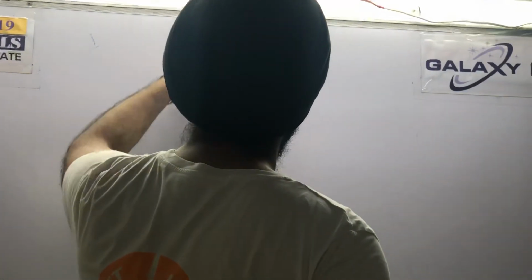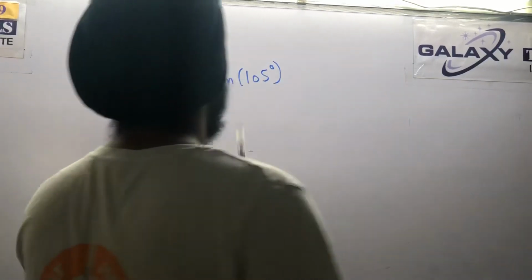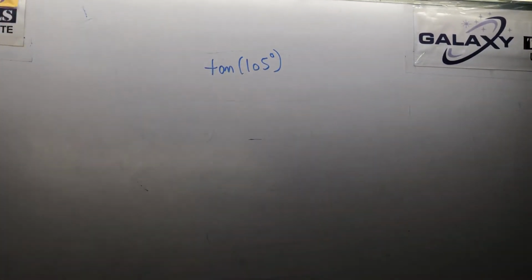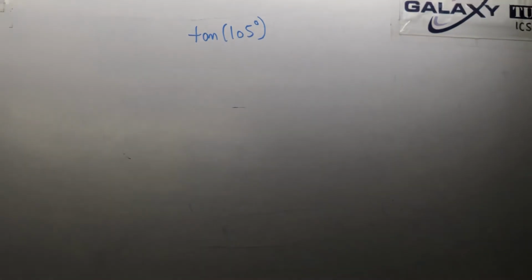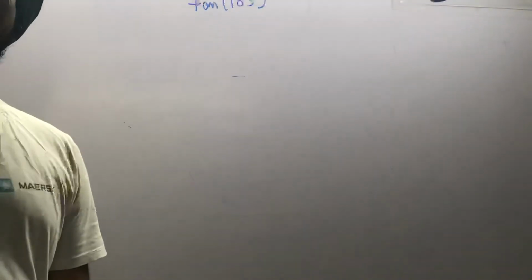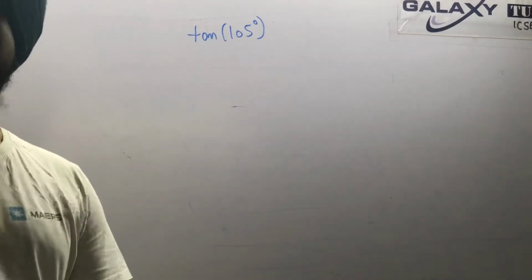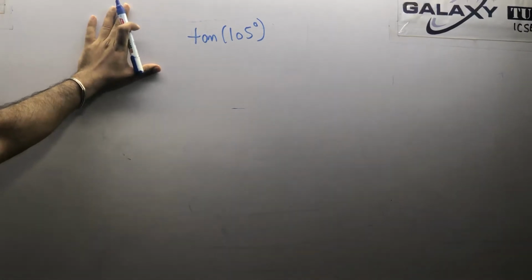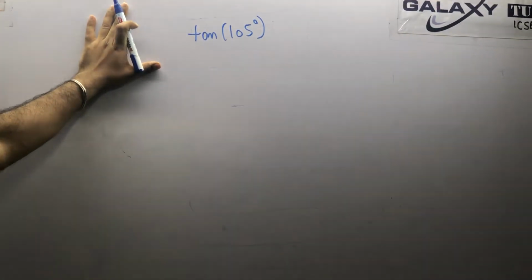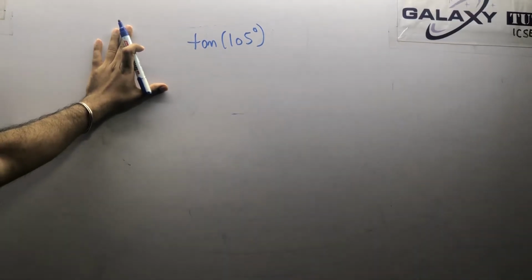Tan 105. So we have to find the value of this trigonometric function. How will you find it? You know the value of sine 90. Then what next value do you know? 90 plus 30, that is 120. You don't know the value of 105. How will you find it? Try and imagine this 105 as a sum of two angles whose tan function you already know.